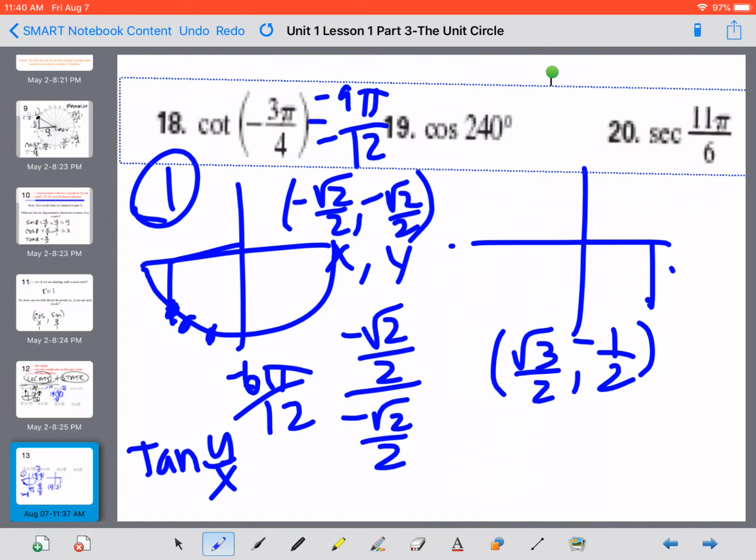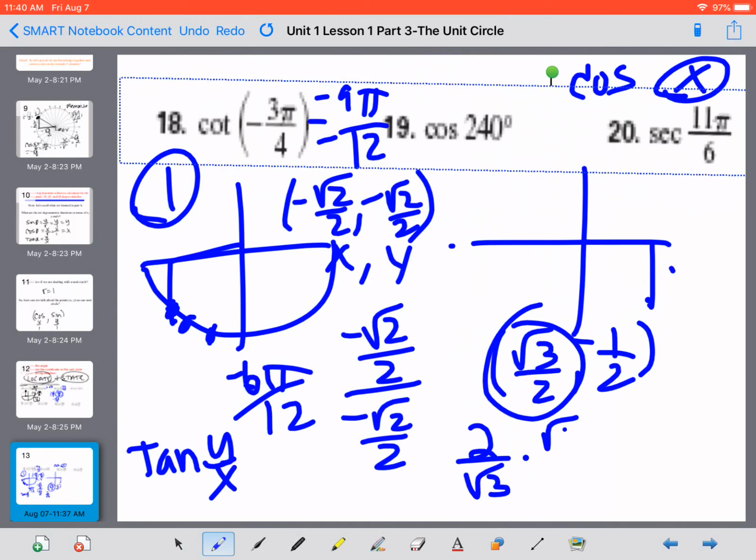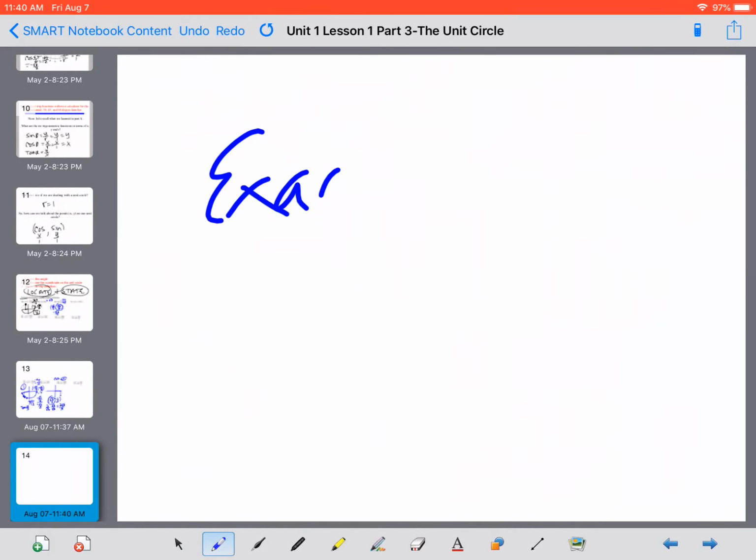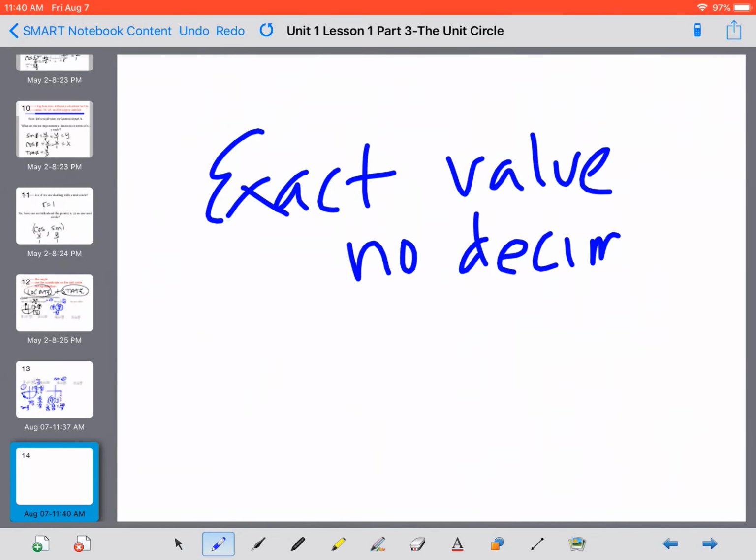Okay, I know that secant is the reciprocal of cosine. Cosine is the x-coordinate, so I have to flip the x-coordinate. And when I rationalize, the secant of 11 pi over 6, its exact value, is 2 root 3 over 3. As a reminder, when I say exact value, this implies no decimals. So you should not be using any technology to do this.